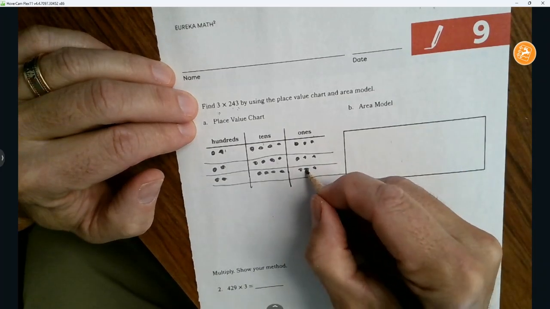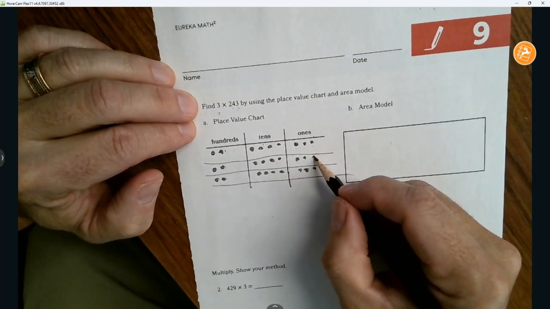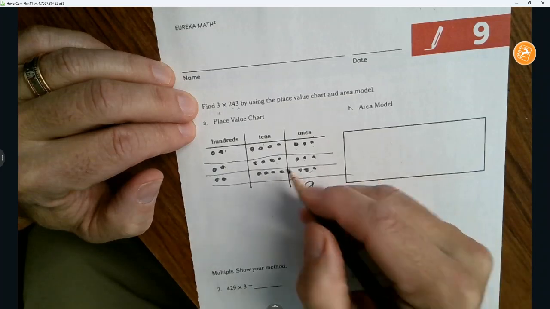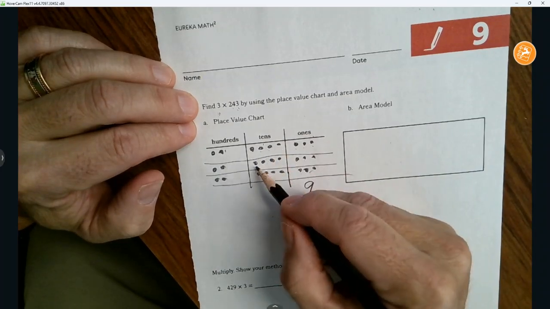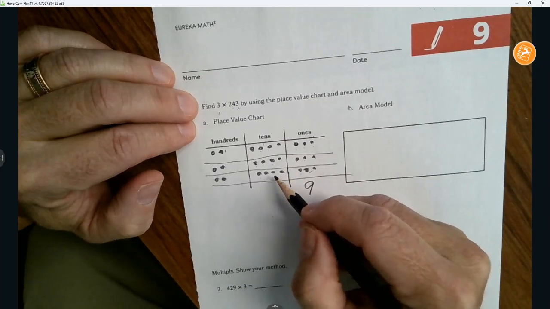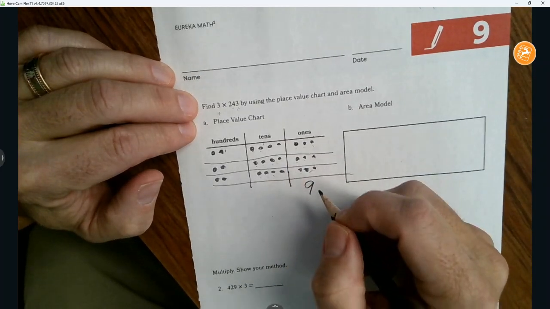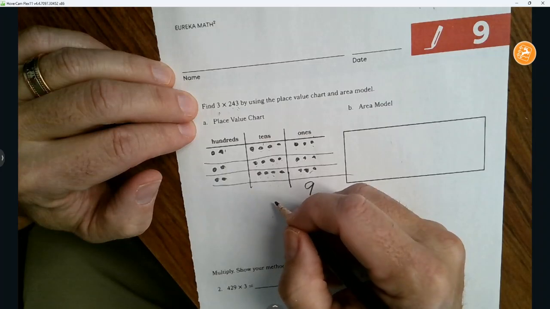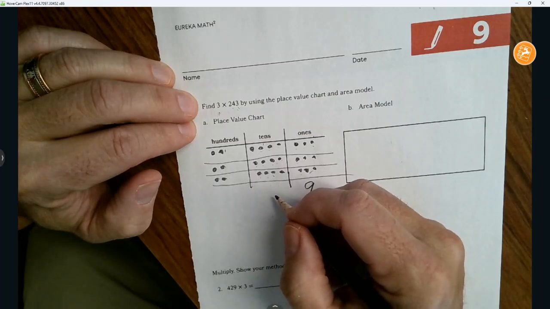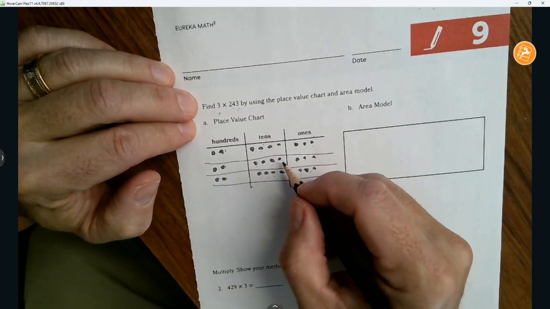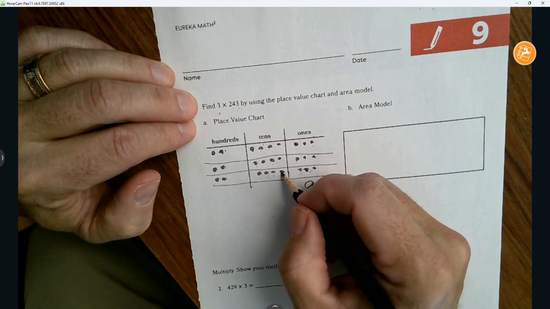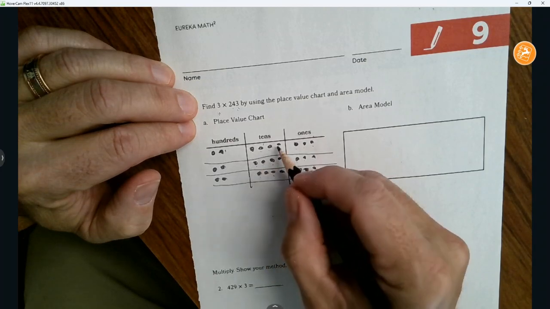All right, now let's count them up. 1, 2, 3, 4, 5, 6, 7, 8, 9. Good. 1, 2, 3, 4, 5, 6, 7, 8, 9, 10, 11, 12. 12. We have a problem. We can't put a 12 here. So what do we do? Well, it's the same thing. Let's loop a 10. So 1, 2, 3, 4, 5, 6, 7, 8, 9.